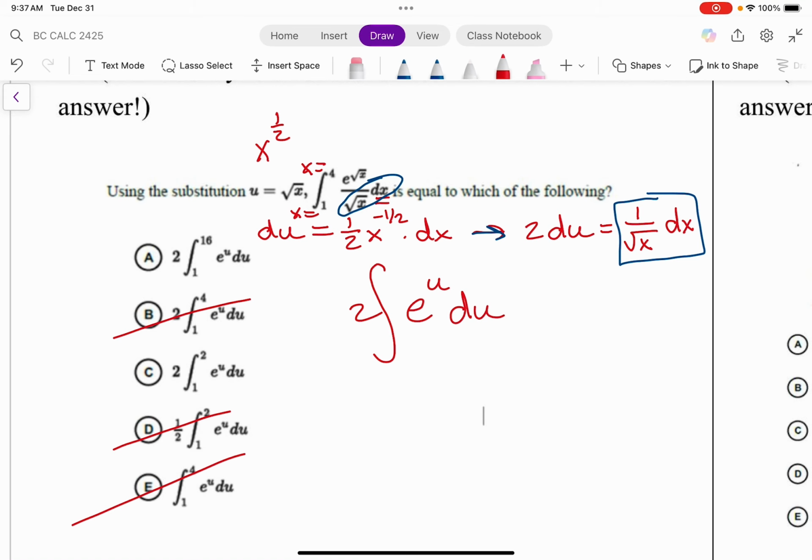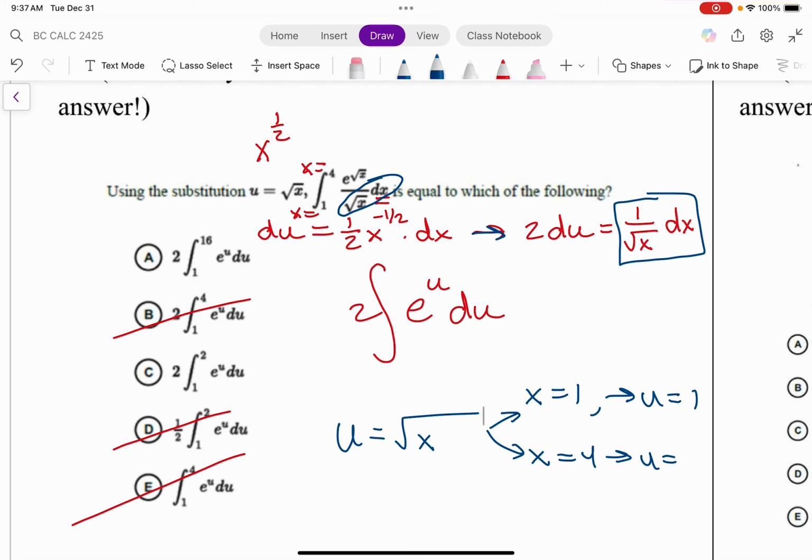So when we update them by looking at this relationship, I'm going to rewrite it here. When x is equal to 1, that lower limit of integration, that means u is going to be the square root of 1, which is 1. And when x is equal to 4, that means u is going to be the square root of 4, which is 2. And that brings us to the final answer choice, which is C.